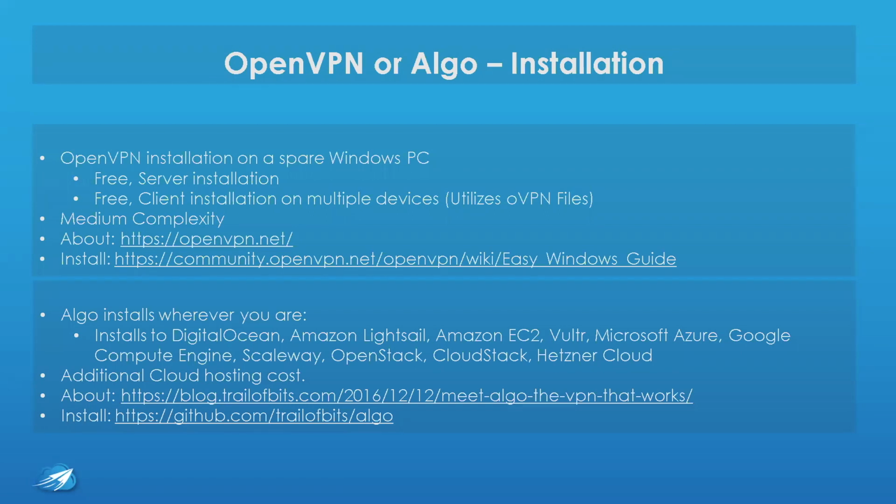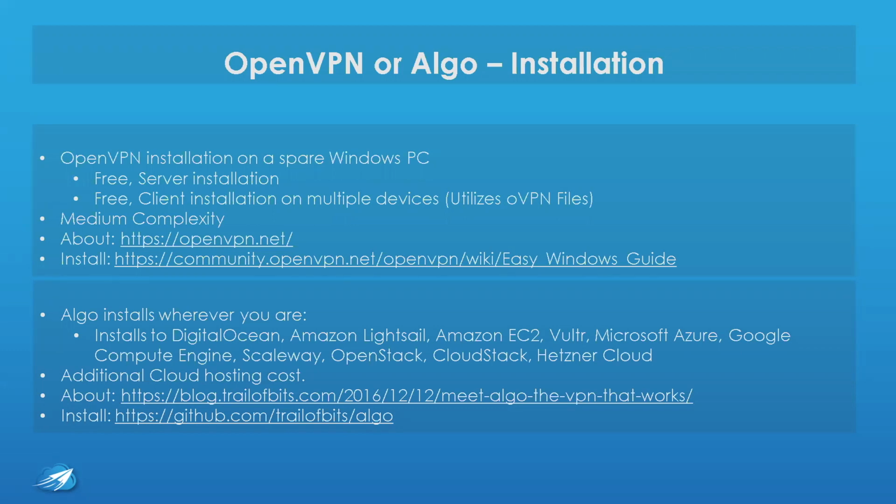The benefits of OpenVPN on your own equipment are that it's free server installation, free client installation, unless you go with their enterprise editions. It's not very hard to set up, and they've got guides to set it all up for you. OpenVPN is mainly used for the remote type VPN where you're setting it up to access your networks at your home or something like that.